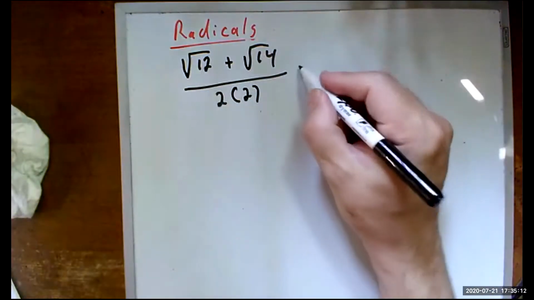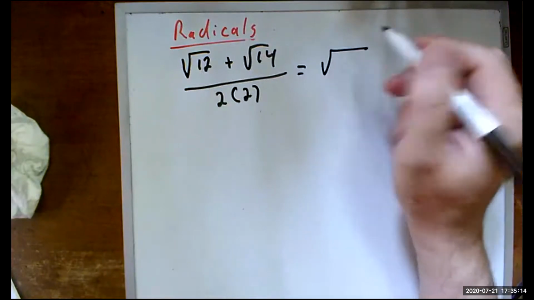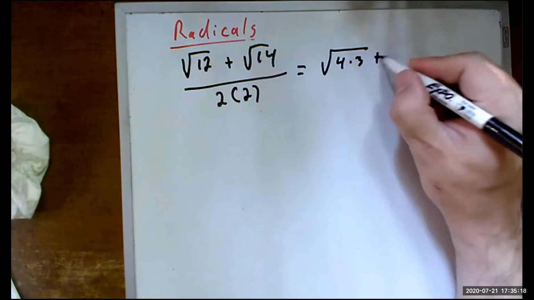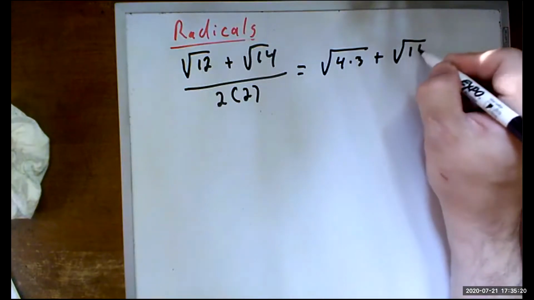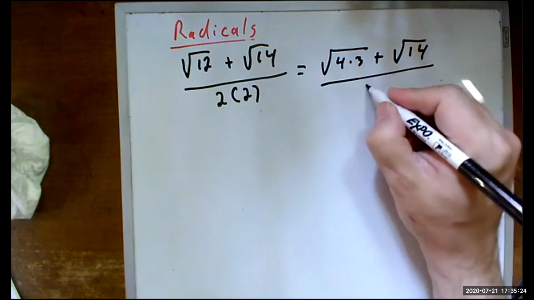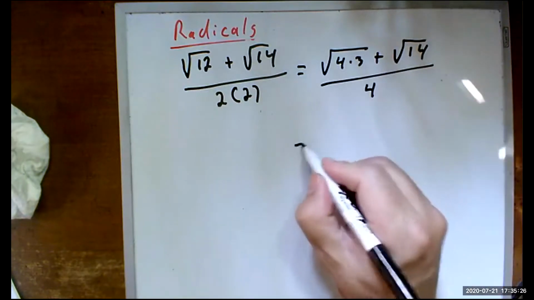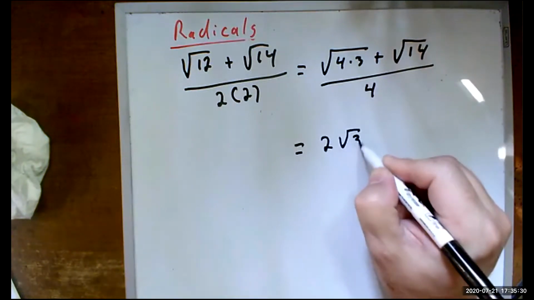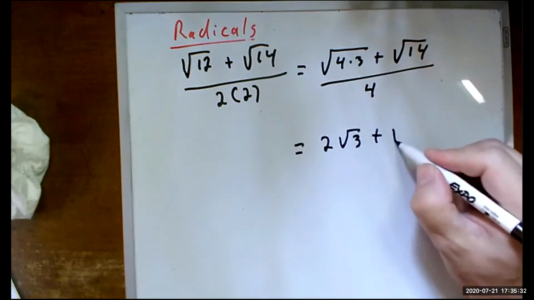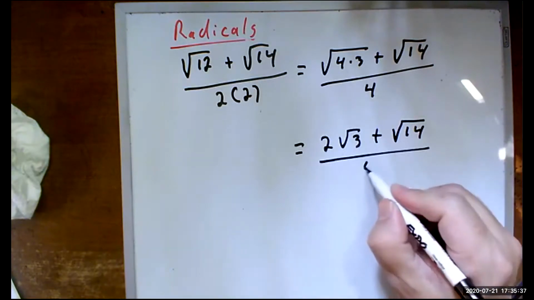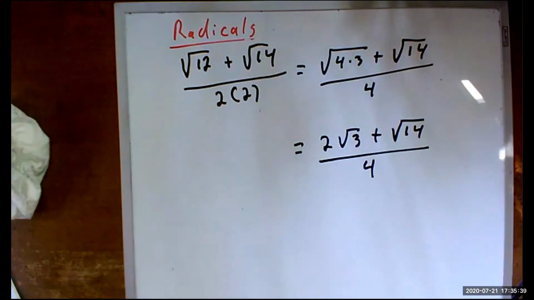Well, there's a square hidden in 12. It's 4 times 3. There are no roots hidden in 14, however, so it stays on its own, and 2 times 2 becomes 4 on the bottom. I can take the square root of 4, so it becomes 2 root 3. Square root of 14 is as simple as it can get, so we leave it alone, and then 4 stays on the bottom.